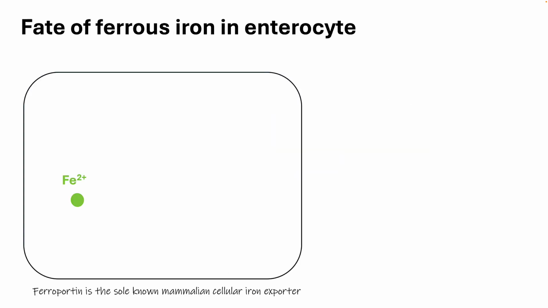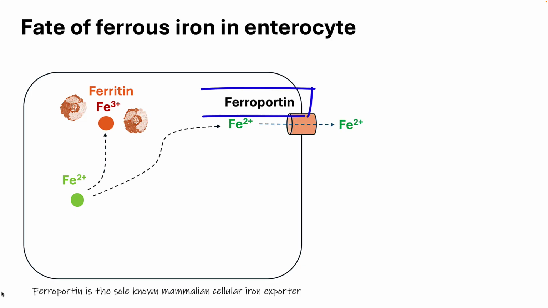Let's start this iron journey once iron is absorbed inside the enterocyte. Once inside the enterocyte, the ferrous form is either stored as ferritin or transported out. For transporting it out, the cell uses a channel called ferroportin. Now, ferroportin is the only known mammalian cellular iron exporter out of the cell.